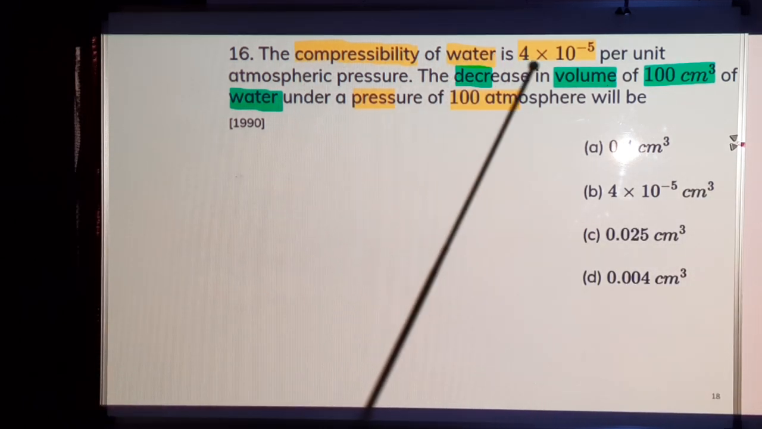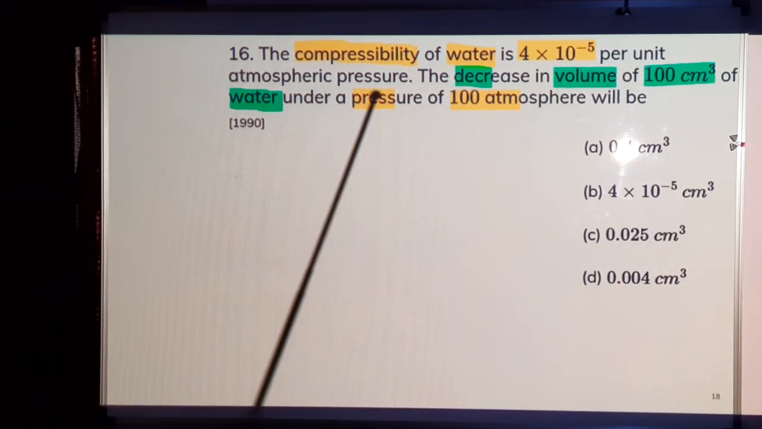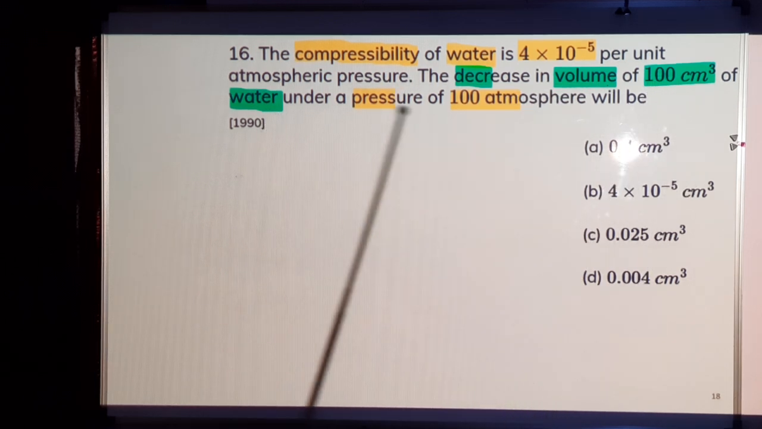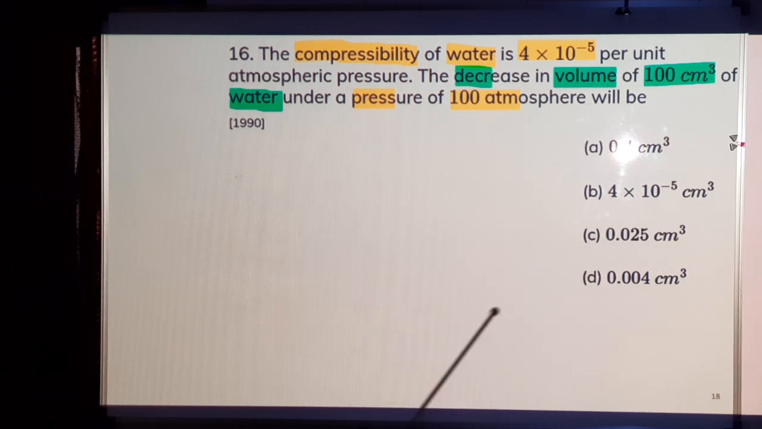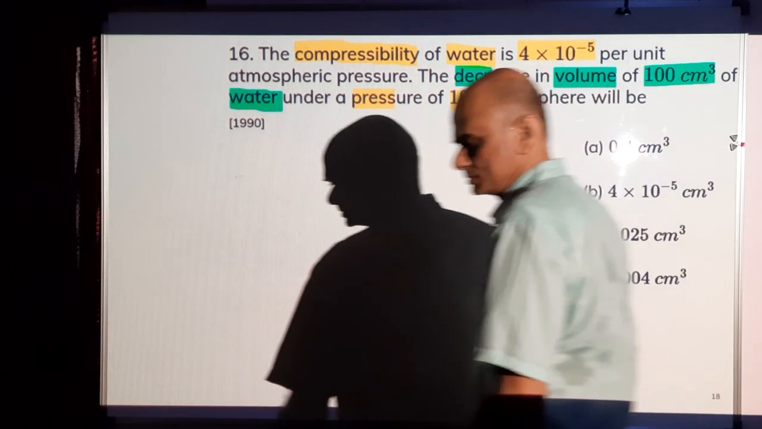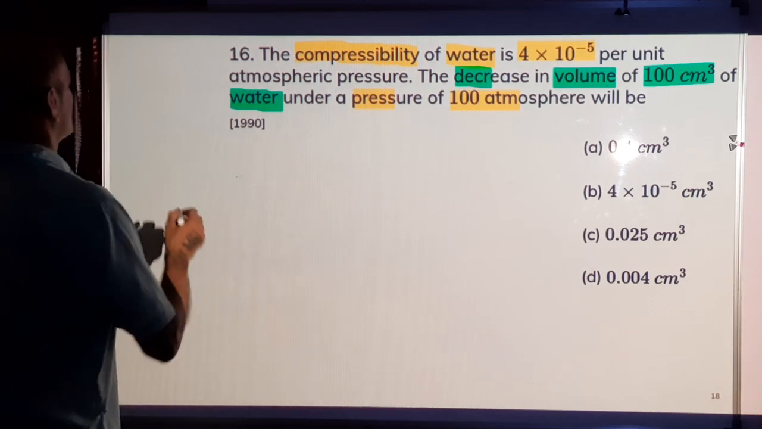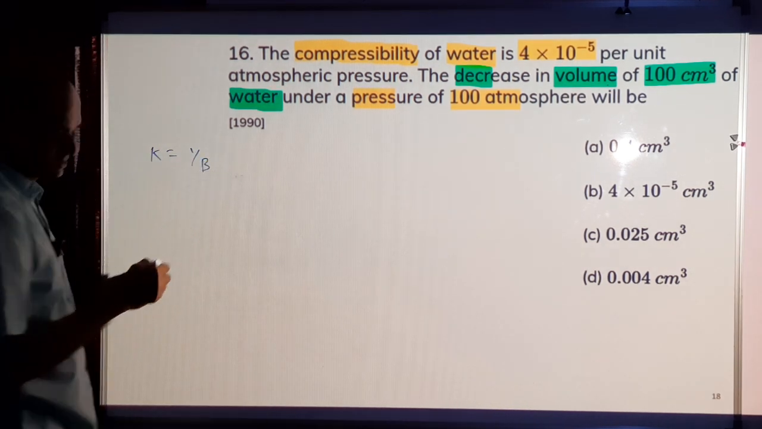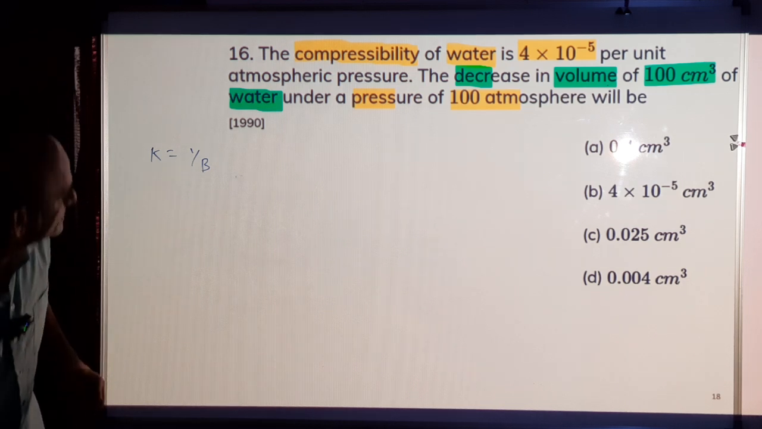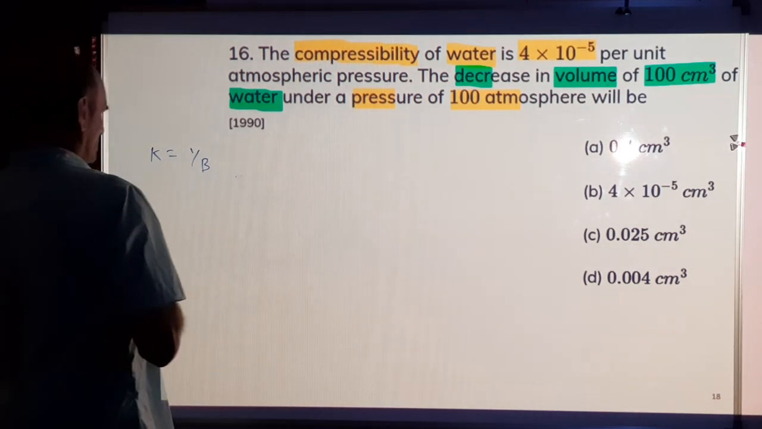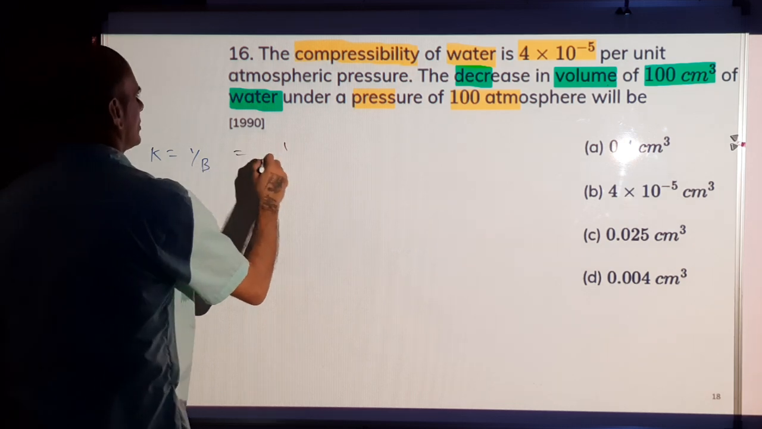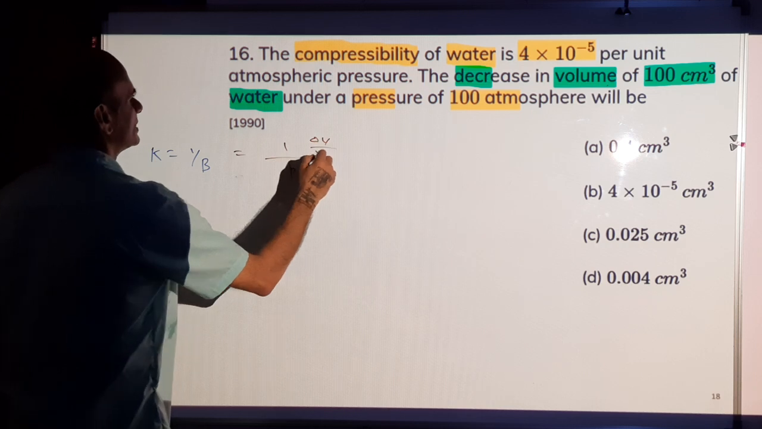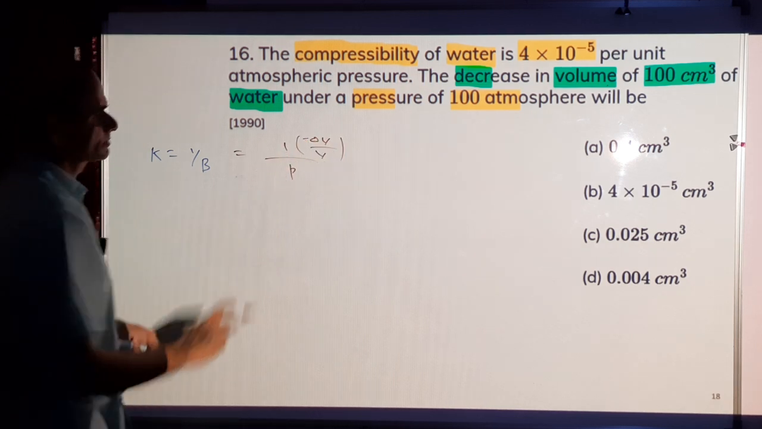The compressibility of water is 4 × 10⁻⁵ per unit pressure atmosphere. The decrease in volume of 100 centimeter cube of water under pressure of 100 atmosphere will be. Compressibility is given 1 by bulk modulus. Bulk modulus is stress by strain. Strain will be delta V by V with the minus sign, because it's getting compressed.